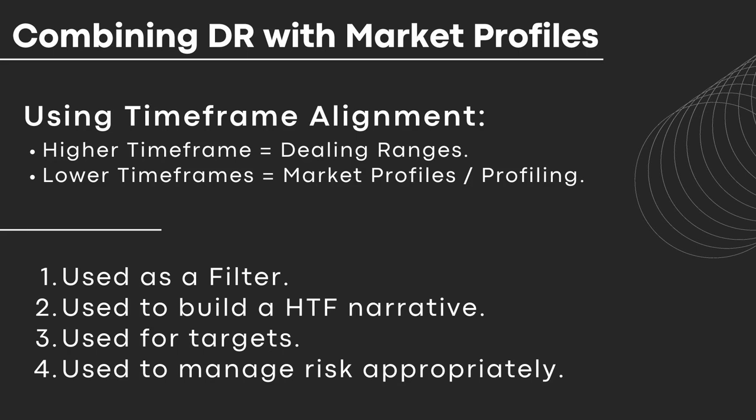So here is the list of some of the things that dealing ranges and PDRM metrics will help us with. First of all, the most important of all, dealing ranges are used as a filter. It will be used for filtering out key levels and market profiles. Similarly, dealing ranges would be used to build a higher time frame narrative for your analysis, and you could use it to assist you in filtering your drawn liquidity and your buys. Dealing ranges are used to filter out your targets. You could even use it for that purpose as well.